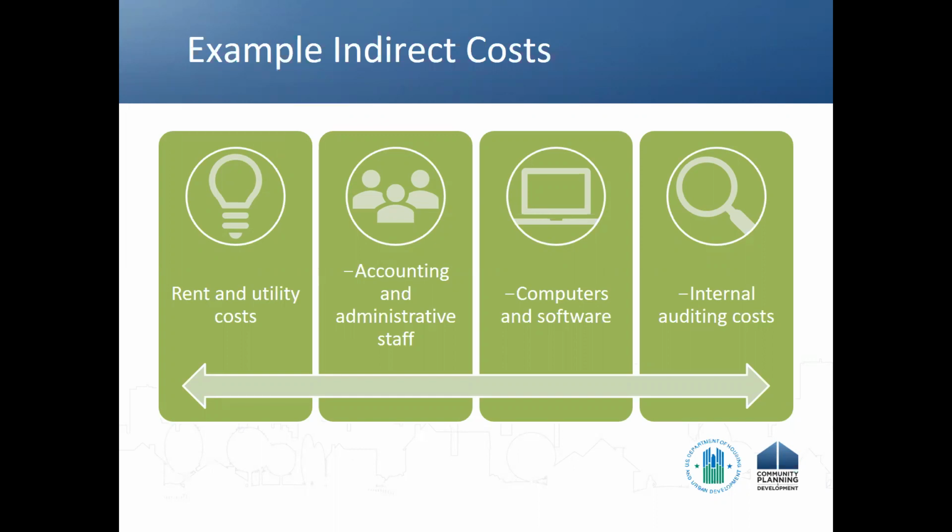Again, a cost may be direct with respect to some specific service or function, but indirect with respect to another. For the ESG-CV program, and this is important, indirect costs are reimbursable as a percentage of direct costs. We will discuss this in more detail in just a moment, but it's important to begin to understand the relationship between direct and indirect costs.